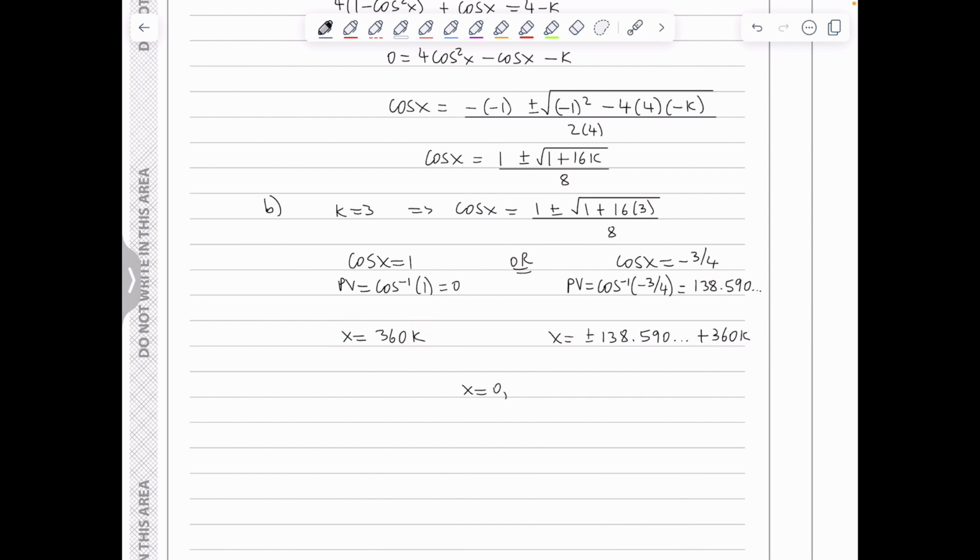Whereas here, if I put k to be 0, the 138.6 is a valid solution. And if I put k to be 1, I'll do minus 138.590 plus 360, and this will give me 221.4, 3 solutions in total.